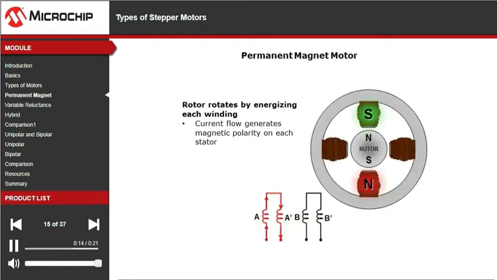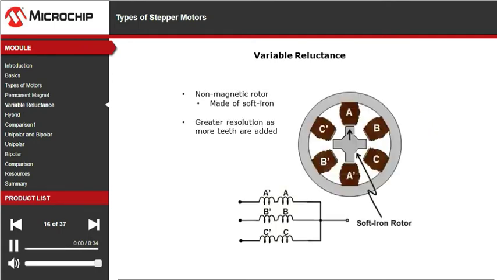Also, to hold the rotor at a particular position, step it to that angle and then stop the sequence while maintaining voltage on the appropriate phase. The next motor type is the variable reluctance type of stepping motor.